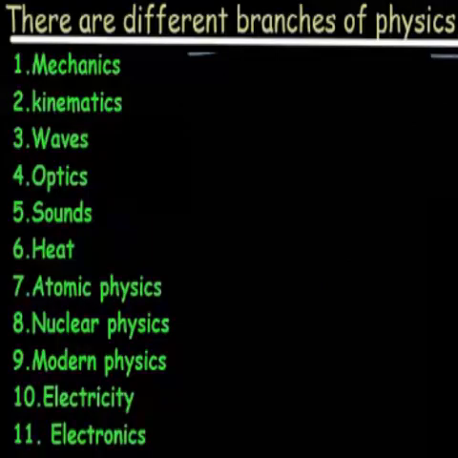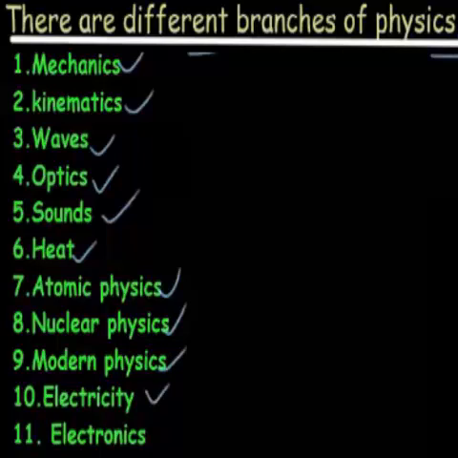They include the following: 1. Mechanics. 2. Kinematics. 3. Waves. 4. Optics. 5. Sound. 6. Heat. 7. Atomic physics. 8. Nuclear physics. 9. Modern physics. 10. Electricity. 11. Electronics. So these are the branches of physics we have in physics. Take note of these branches of physics.